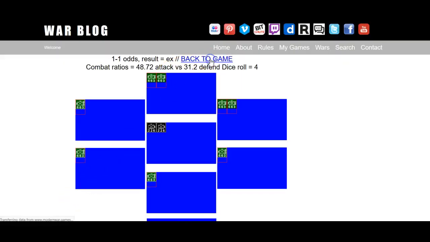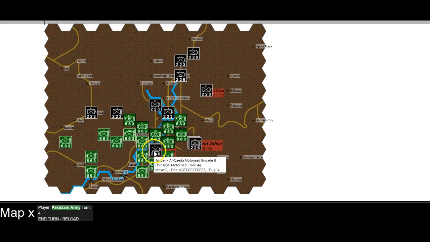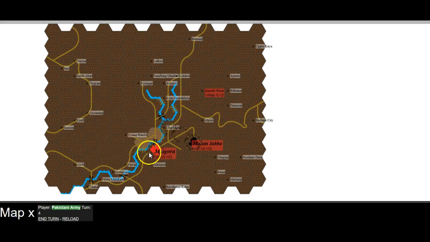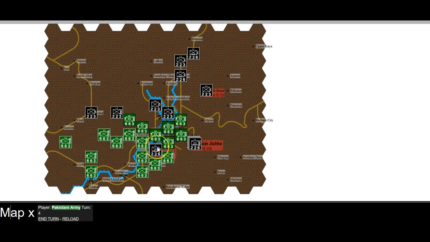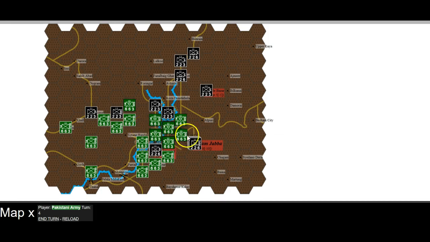1 to 1 and an exchange. Still a 1 to 1. That's because they're in a city, entrenched. I mean, they're dug in, they're not even entrenched yet. In the mountains. That's why they're getting all these odds multipliers. We'll have to just focus on the attritions, I think. But here, hold that position there, I think.